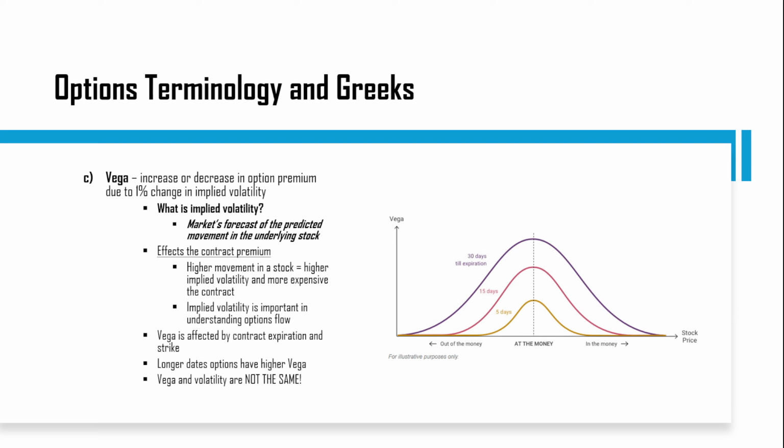The more out of the money you are, you can see the Vega moves downwards. The IV goes down. So if you're following a flow, the IV needs to keep going up on buys. That means someone else, like a whale, is holding, so you feel more comfortable holding those contracts. It's affected by the contract expiration and strike. Longer dated options have higher Vega, and Vega and volatility are not the same. Vega is how the change in volatility affects the premium. Volatility is just volatility.